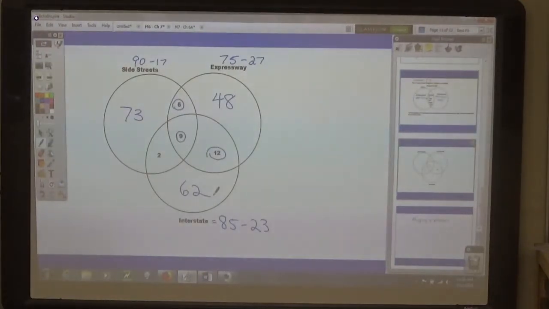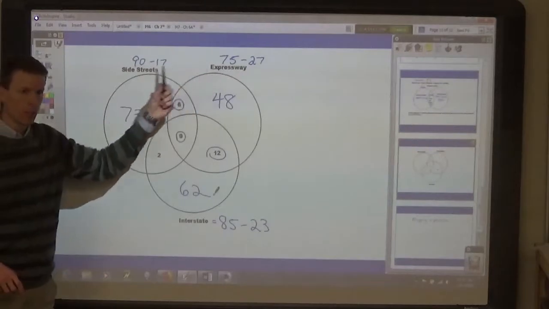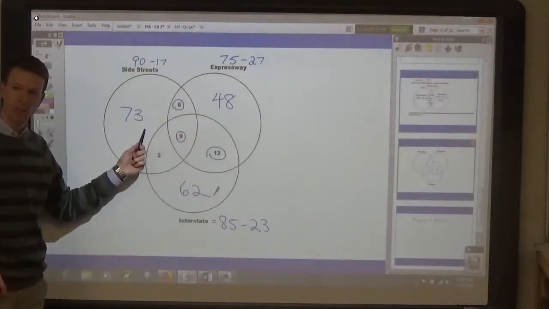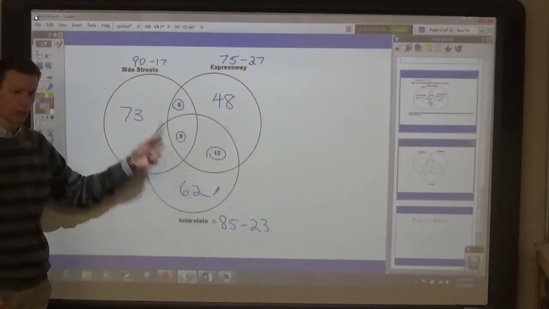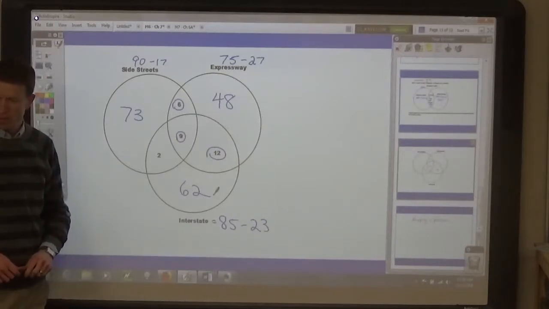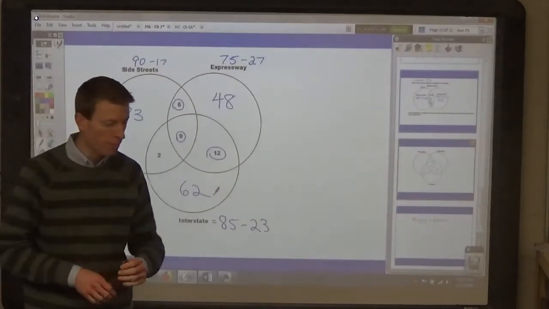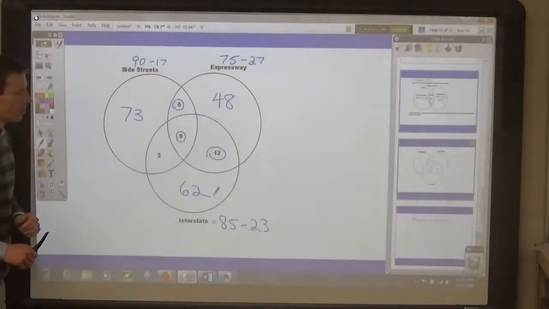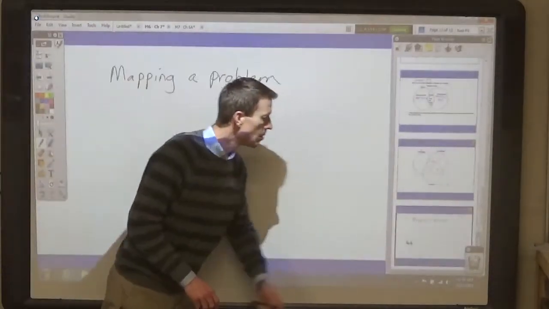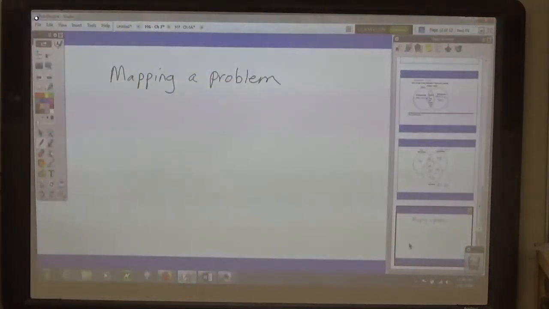Okay? Now for numbers 2 and 3, what you're going to do, well, number 2, it changes the numbers. So you'll be doing the same diagram, but with some different totals. Okay? But we have to go on to another type of problem. And that is when the problem describes a map, and you have to figure out distance.